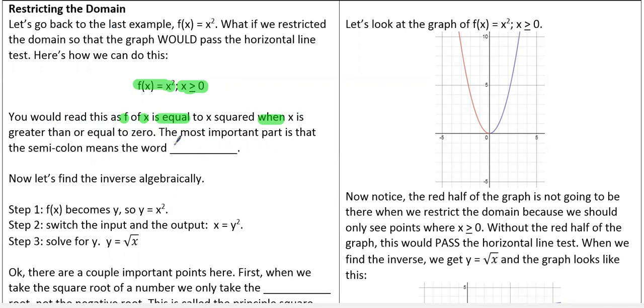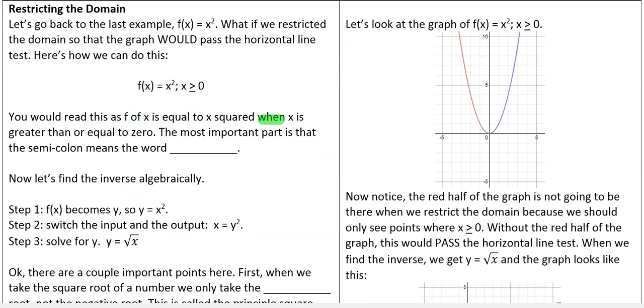So we're only going to use solutions when x is greater than or equal to 0. Okay, now let's find the inverse algebraically. So f of x becomes y, so y is equal to x squared. Switch the input and the output, so x is equal to y squared, and then solve for y. To solve for y, you take the square root of both sides, you get y is equal to the square root of x.